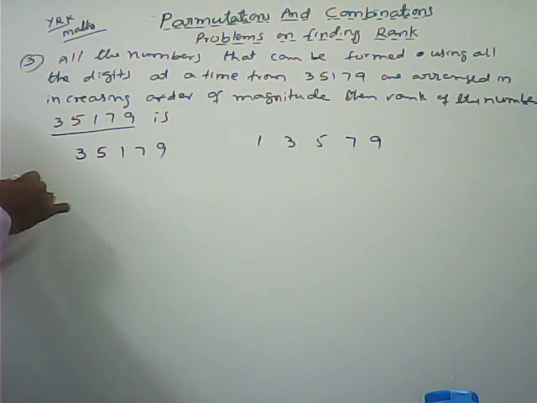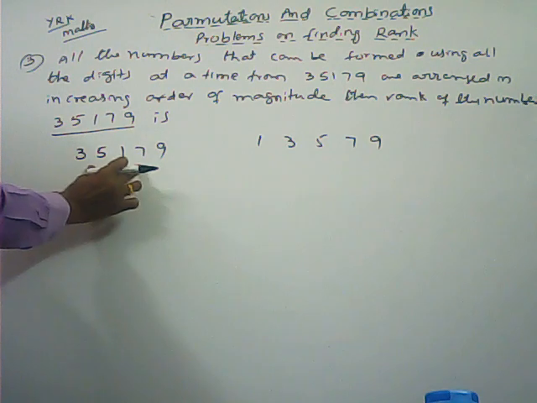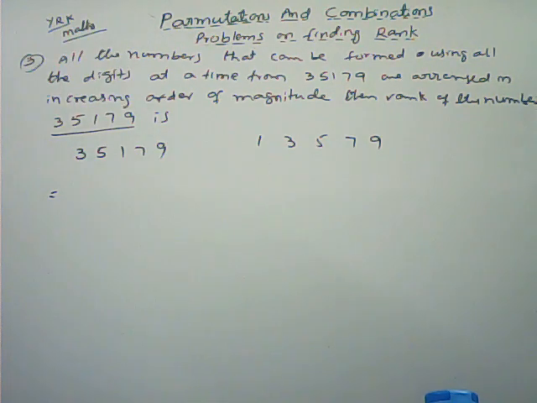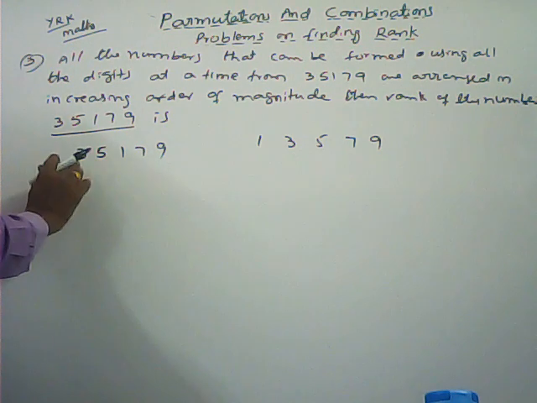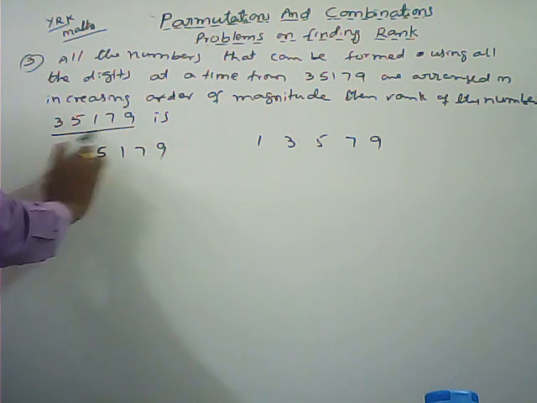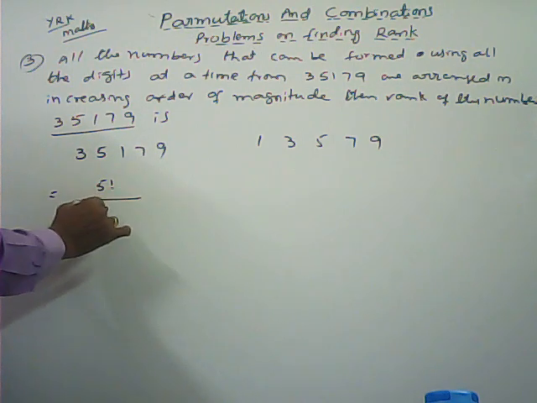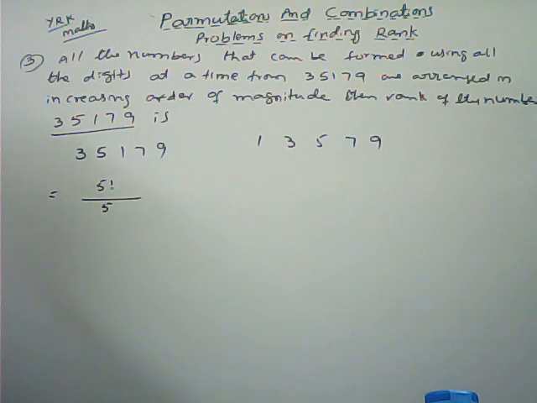So here also the same process we can follow. Here we want the rank of this word. If I write in the dictionary order, in the increasing order, first we can get 13579, 13597 like that. Then what is the rank of the number 35179? Here also the same formula. Number of arrangements 1, 2, 3, 4, 5. All the digits are different. So 5 factorial upon total number of digits. How many are there? 5 are there.